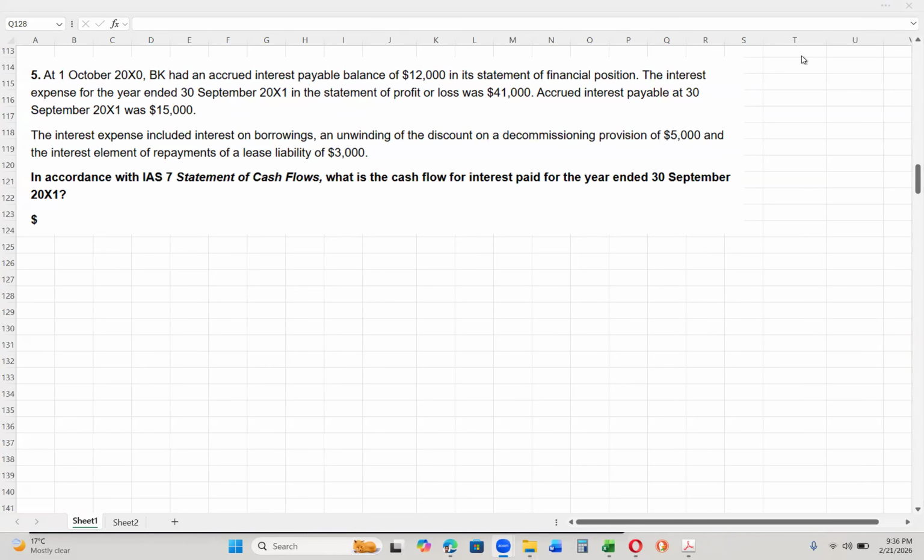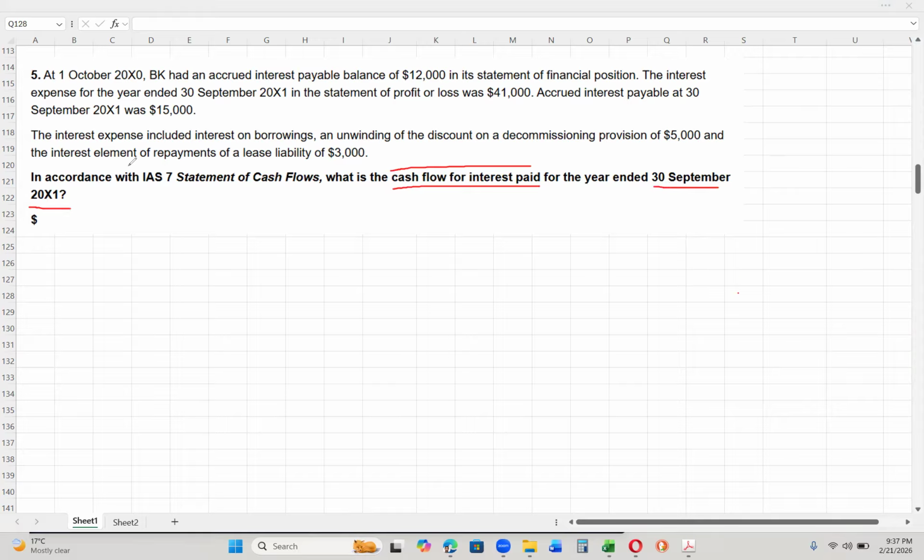Students, we are looking at a question that relates to interest paid. This question has been rated as an expert level question for cash flows by the ACCA. In accordance with IAS 7, Statement of Cash Flows, what is the cash flow for interest paid for the year ended 30th of September 20x1?